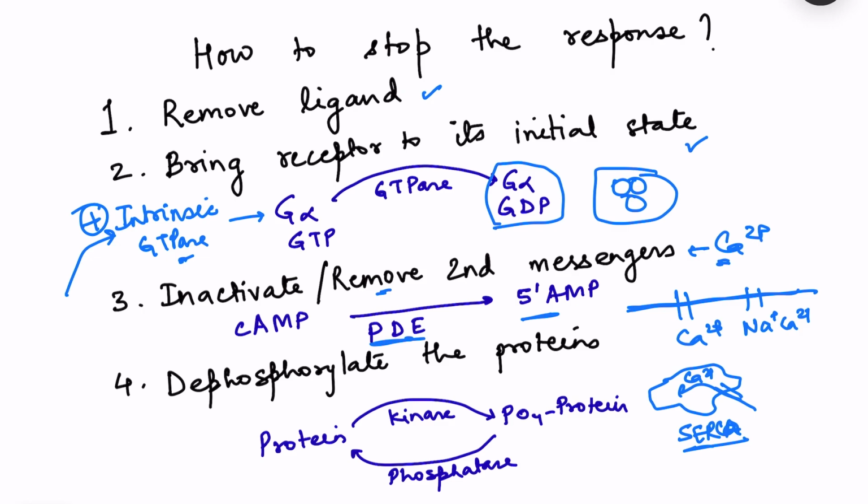Then we dephosphorylate the proteins, because we saw that ultimately most of the action is brought about by phosphorylation of the proteins. So there are phosphatases which are activated with time, which we saw in the beginning of the video, that is known as the phosphate timer. So there is dephosphorylation of the proteins as well. So these are the various mechanisms by which the response is stopped in the cell.